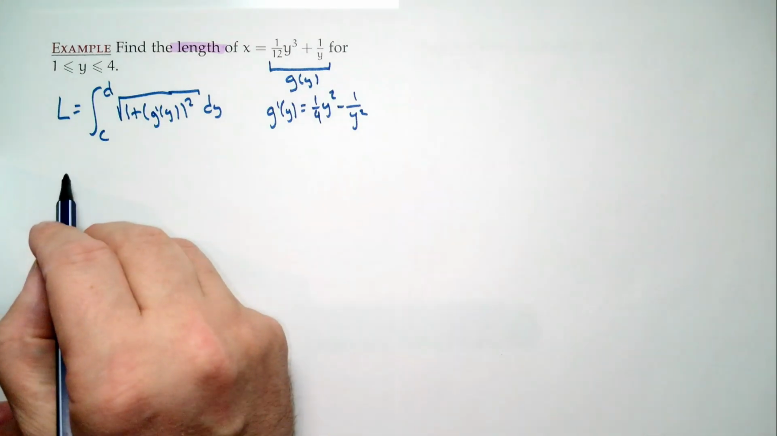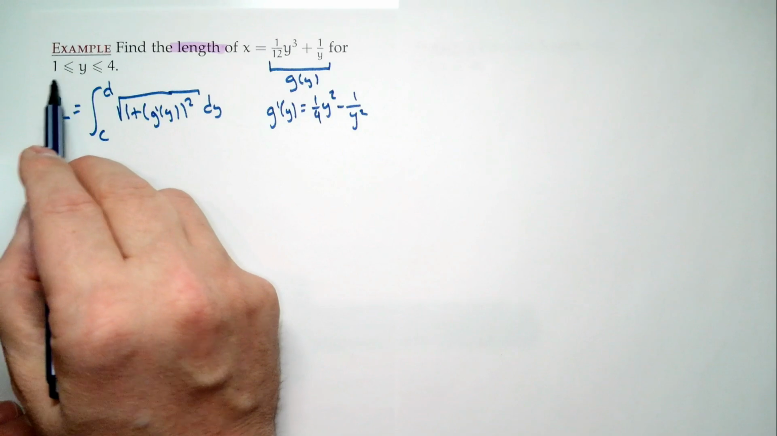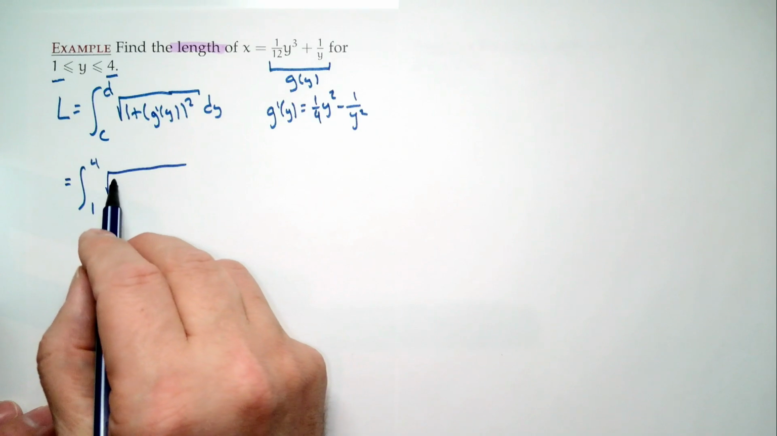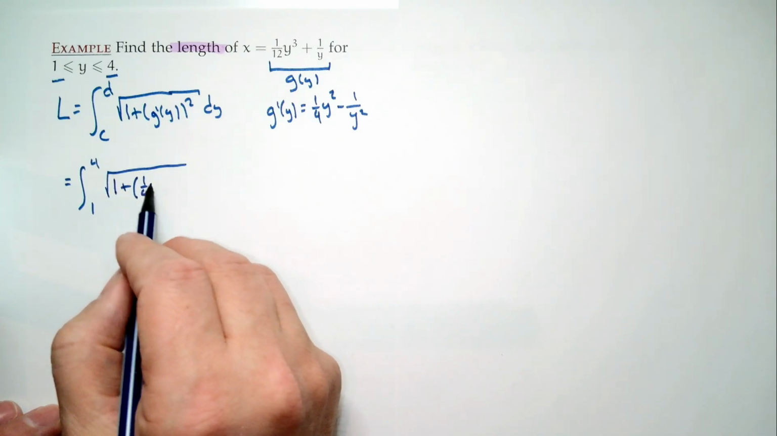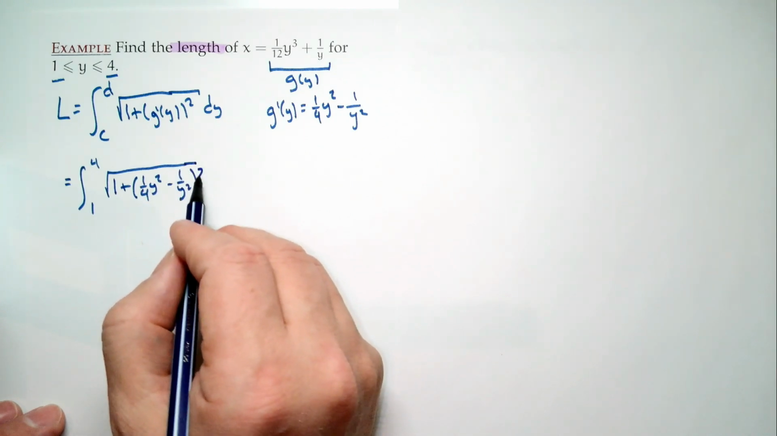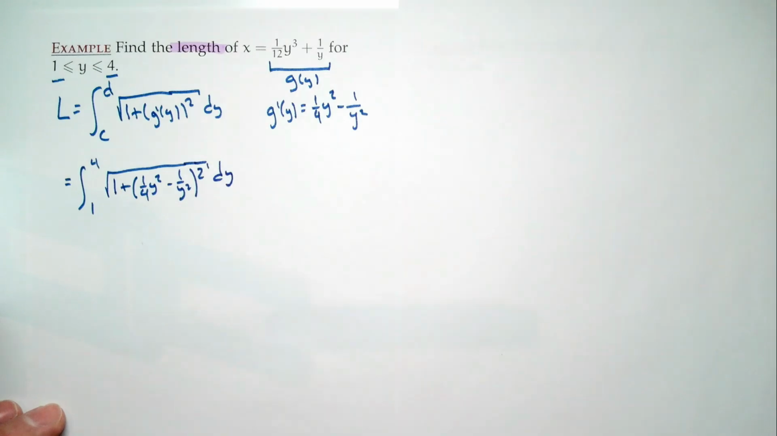So we have that for us, c and d are 1 and 4, 1 to 4. Square root of 1 plus 1/4 y squared minus 1 over y squared, squared, dy. Well, we've now plugged in our formula. What's the next thing we need to do? Someone suggested to integrate. Well, probably we're a few steps away from that.